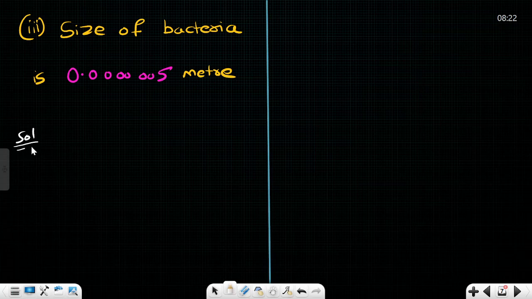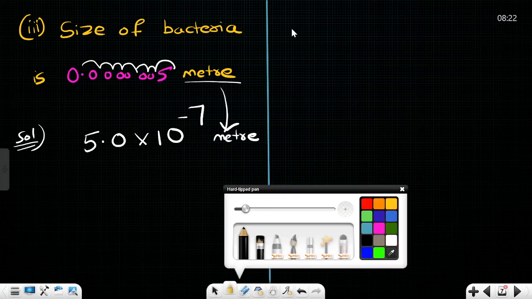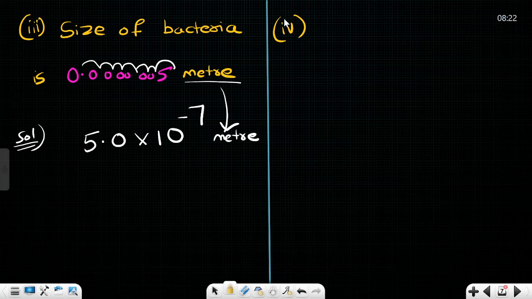So how do we write this? How many places ahead you have to put this point? 1, 2, 3, 4, 5, 6, 7 places. So 5.0 into, since you have taken 7 places ahead, 5 into 10 power minus 7 meter. You write down this as it is. This is the size of bacteria in the scientific or standard notation. Fourth one.